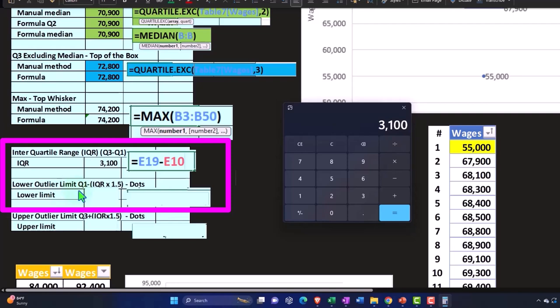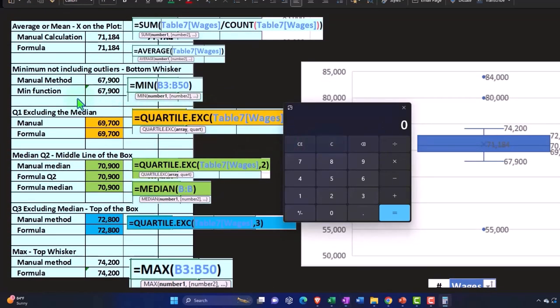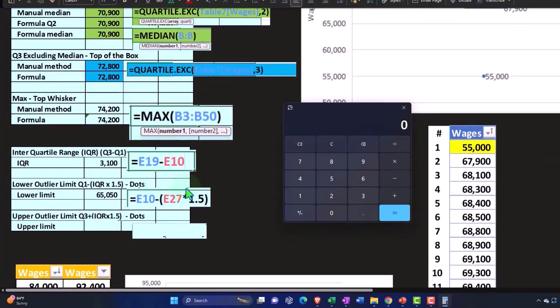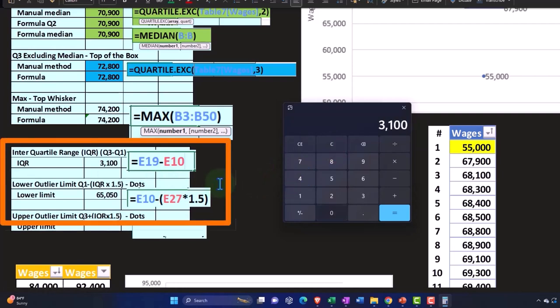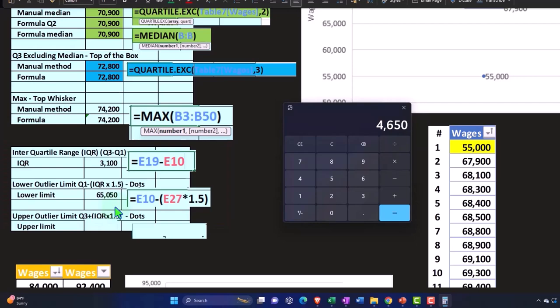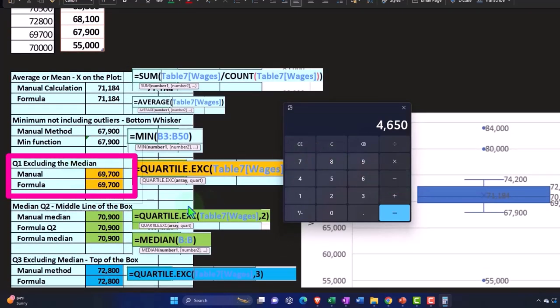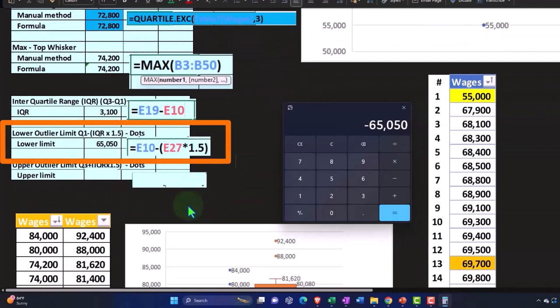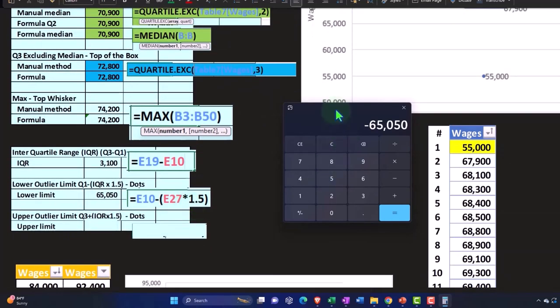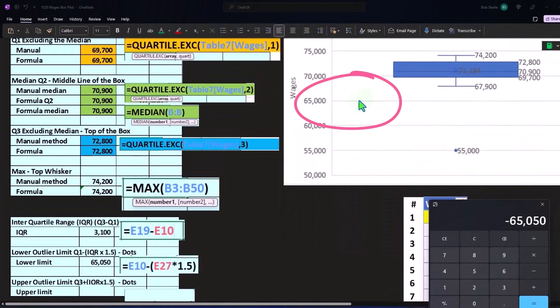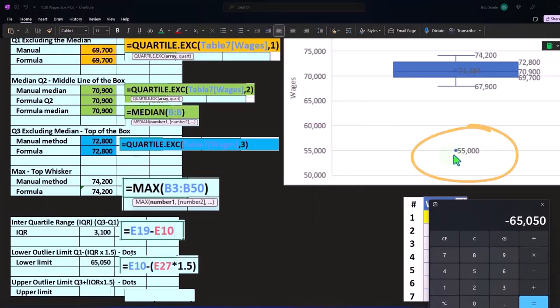The lower quartile limit then is quartile 1 minus the IQR, the interquartile range, times 1.5, which is somewhat arbitrary, right? So that's going to be our calculation, though. So now we're taking Q1. Let's do the IQR part first: the 3100 times 1.5, and then Q1 minus that, 69700 minus 4650, and that gives us 65050. So that's the lower limit. Anything that's over this line, they're going to add in a dot format. So that's going to be the outlier.